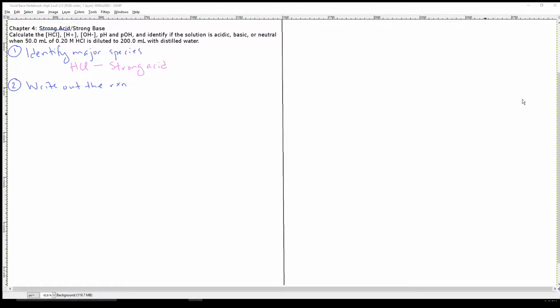Write out the reaction. HCl, and it completely dissociates, so use a one-way arrow. H+ Cl-.